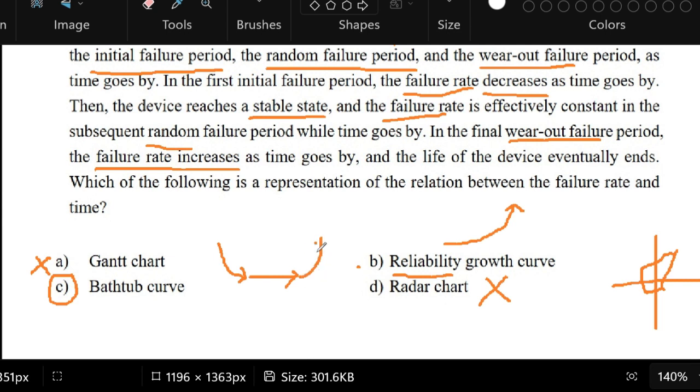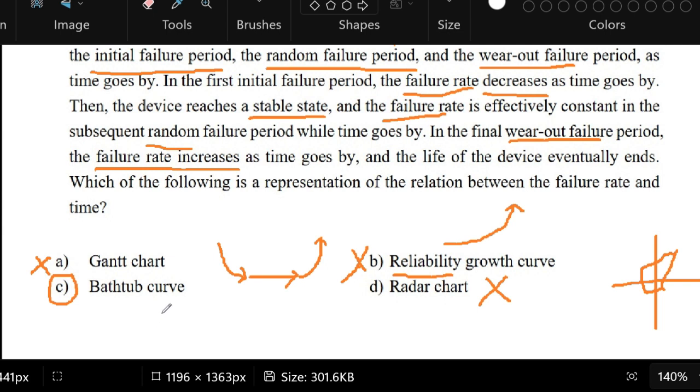So in that way, it's not all growing. It's decreasing, and then arriving at this stable state and then growing, at least in the count of the failures. So it turns out this one is not correct, and we have to go with letter C, the bathtub curve.